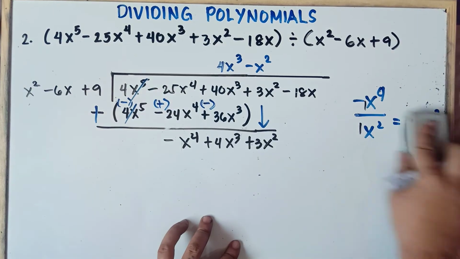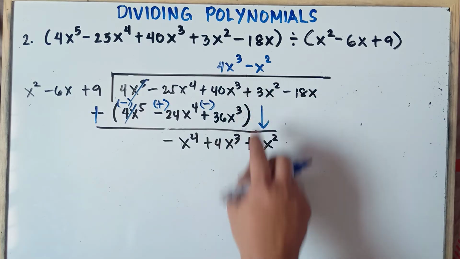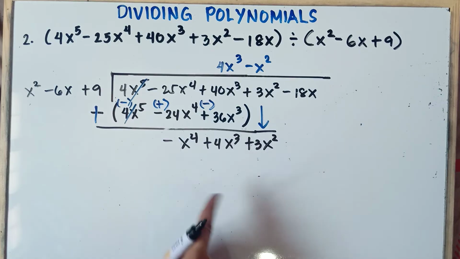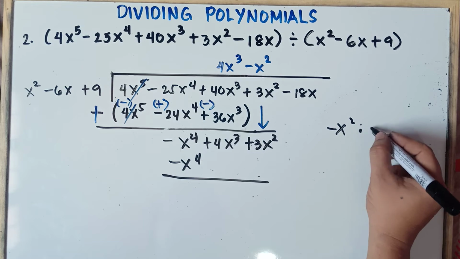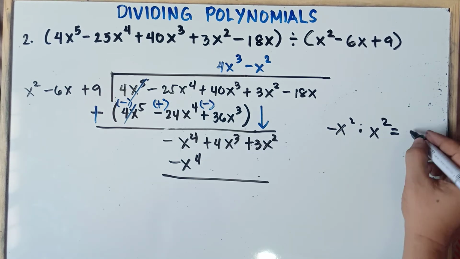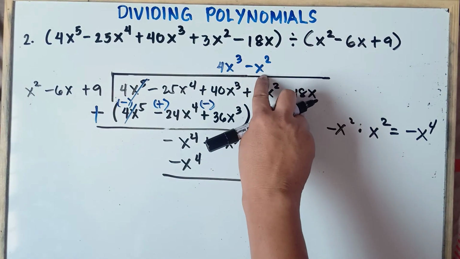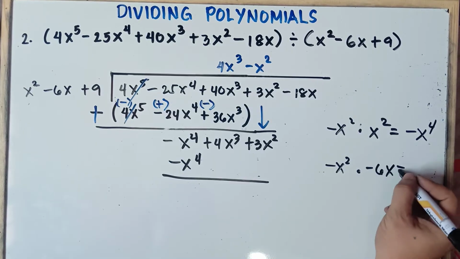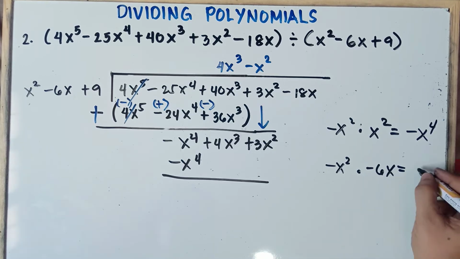Alright, so once you divide the leading term by the first term, you do it in reverse, class. You multiply. Negative x squared multiplied by positive x squared, that would be negative x raised to the power of 4. So negative x squared times x squared: negative times positive is negative. X squared times x squared, that would be x raised to the power of 4. And negative x squared times negative 6x. So negative times negative is positive. Then copy 6. 6 times 1 is 6.